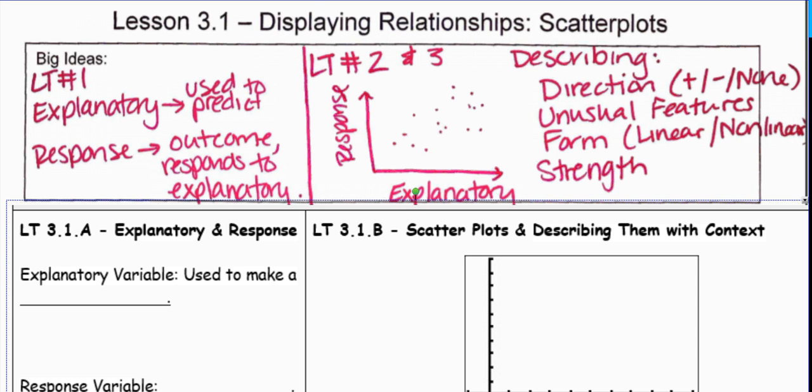Welcome, and we're going to be talking about displaying relationships with scatter plots. This is 3.1a, and first off, let's look at some of the notes that you need to know in this section.